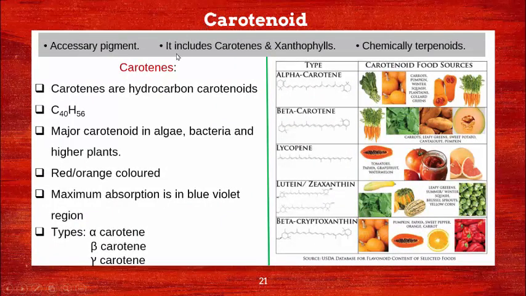Let's see the second accessory pigment, that is carotenoid. Carotenoid is an accessory pigment. It includes carotenes and xanthophylls. Carotenoids are lipid in nature. Carotenes are hydrocarbon carotenoids. Formula is C40H56. It is a major carotenoid in algae, bacteria, and higher plants. It is a red-orange color pigment. It shows maximum absorption in the blue-violet region. There are 3 types of carotenes: alpha carotene, beta carotene and gamma carotene.